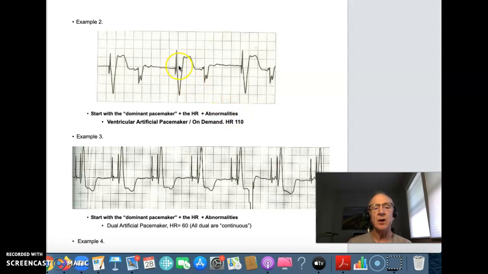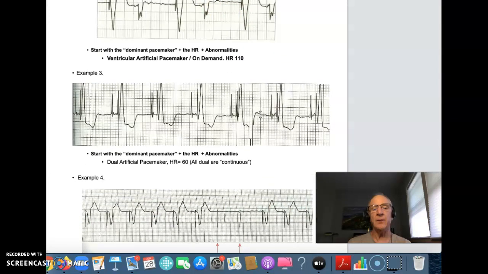The way you find that heart rate is the same way as you found them in previous dysrhythmias and ECGs. Here's the peak of an R wave right on a dark vertical line. You count over to the next peak, which is also on a vertical line, and that's about 100 beats per minute.